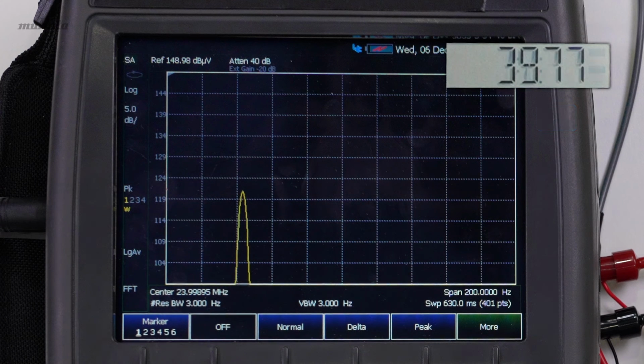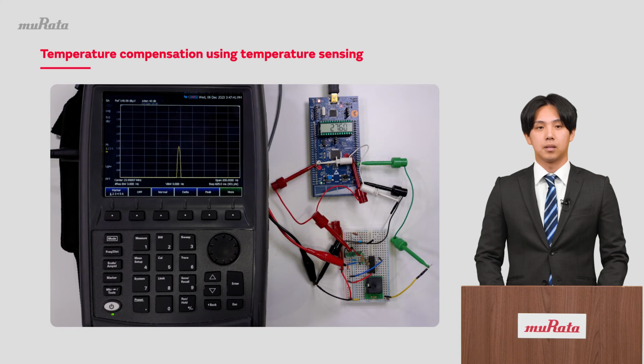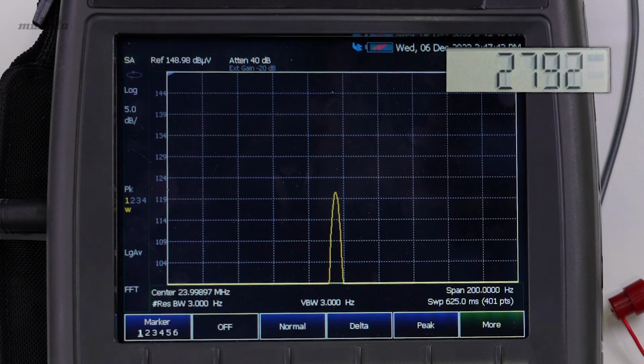We can see that when the temperature rises from room temperature to 40 degrees Celsius, the frequency changes by about 60 Hz, or approximately 2.4 ppm. Next, let's observe the thermal dependence of the crystal unit's frequency when temperature compensation is applied. We have input a program that applies temperature compensation every 0.5 seconds. As you can see, the oscillation frequency is being adjusted every 0.5 seconds.